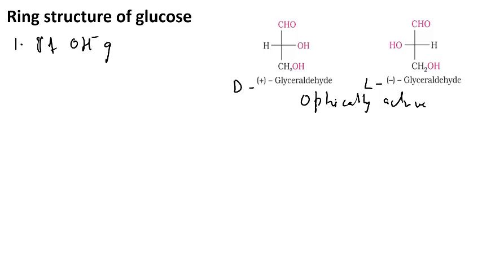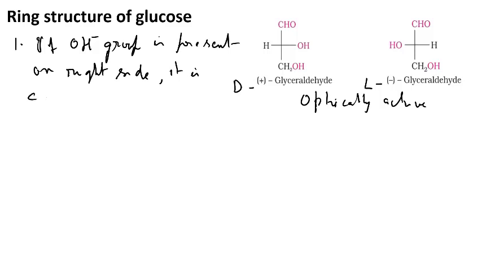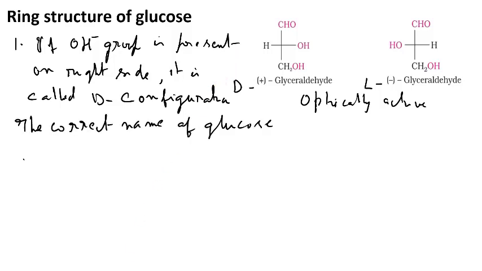If the OH group is present on the right side, it is called D configuration, whereas if it is present on the left side, it is called L configuration. The correct name of glucose is D plus glucose.